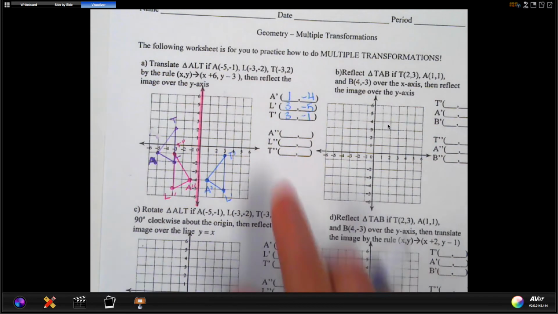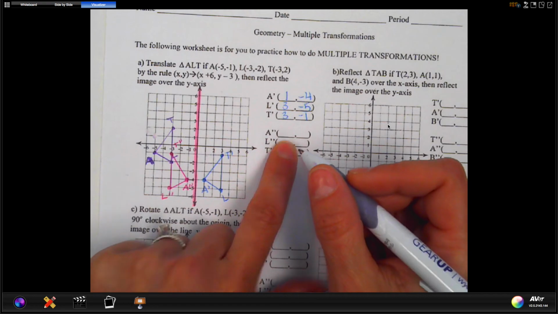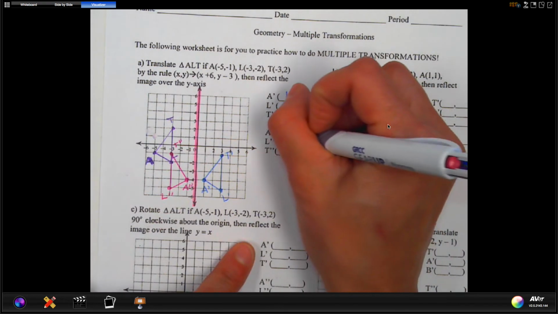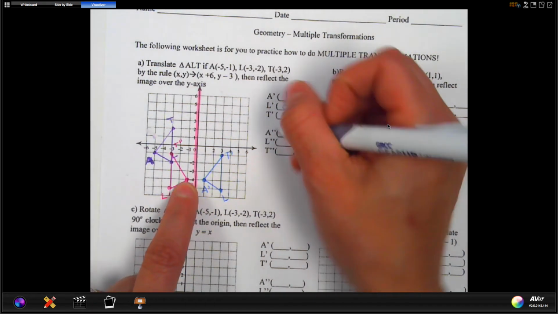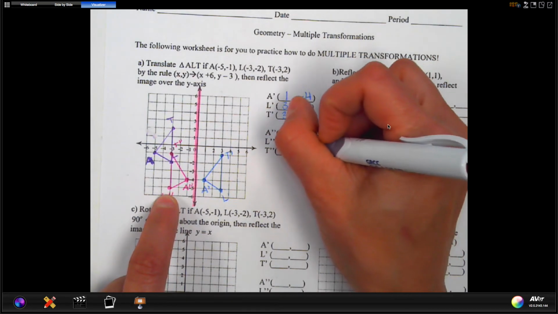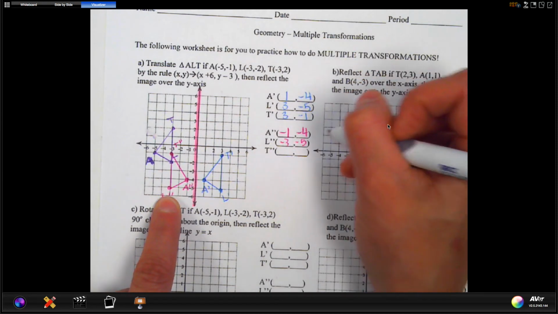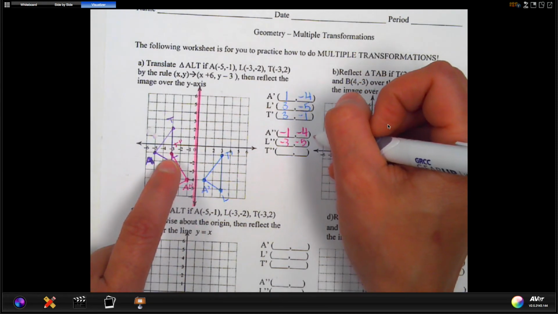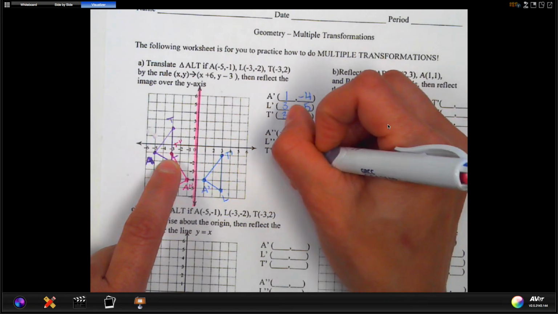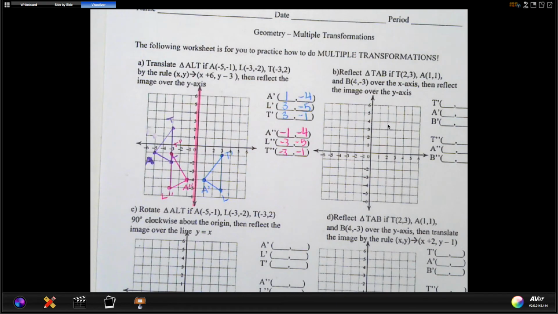And the last thing we need to do is give those final ordered pairs. So A double prime is at the ordered pair negative 1, because it's left 1, down 4, negative 4. L double prime is at negative 3, left 3, and down 5, negative 5. And finally, our T double prime is at negative 3, left 3, and down 1. And that is our sequence, and it's all done.